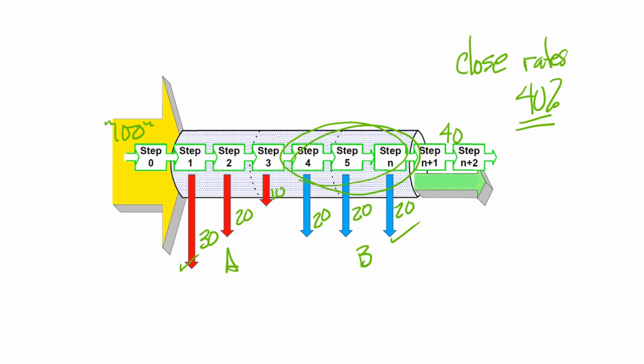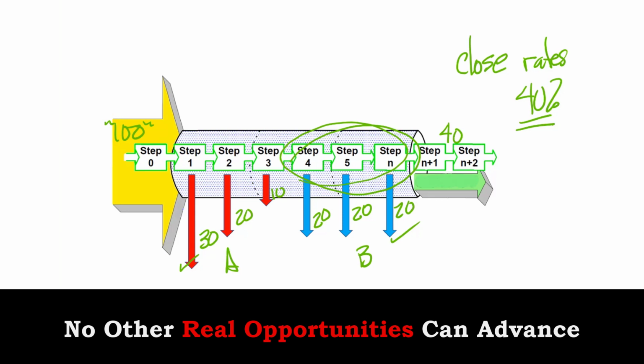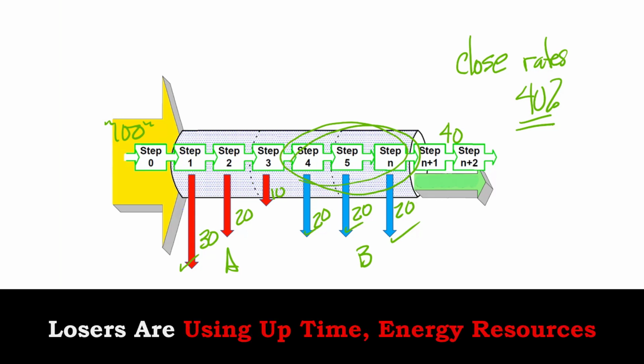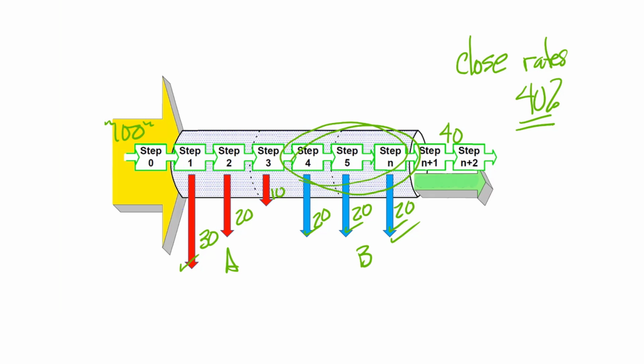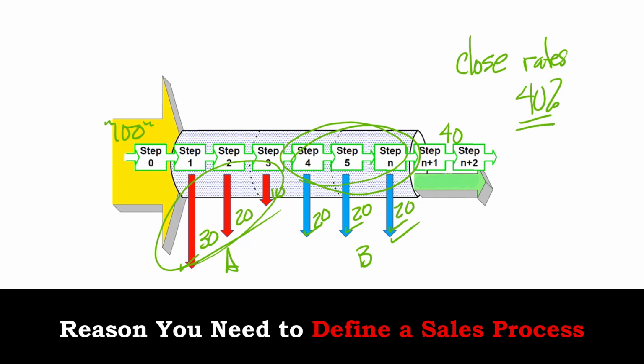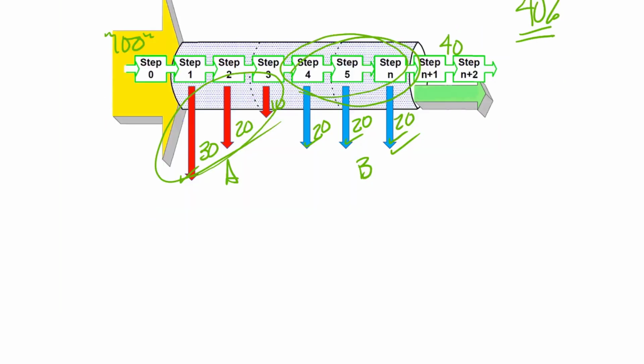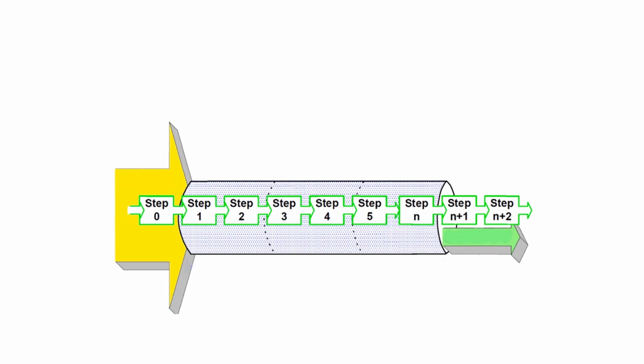And besides all of the resource and investment that's gone into getting them to this point, they're also consuming bandwidth, sales cycles, and so on. So no other real opportunities can advance while these losers are using up resource, time, and energy. So there's no shame in losing a deal. The shame is in taking a long time to do it. If you're going to lose them, lose them early, not late in the sales cycle. Number one, looking at fallout and where they are falling out. And the reason you need to define a sales process is so that you have a standard against which to measure.